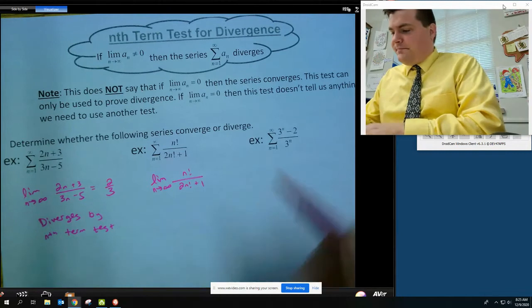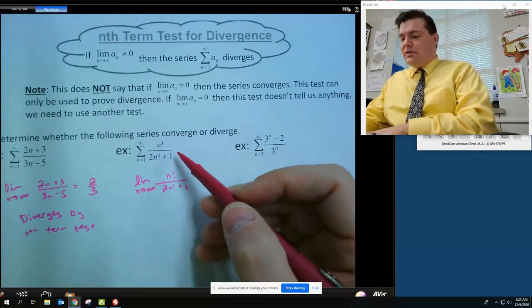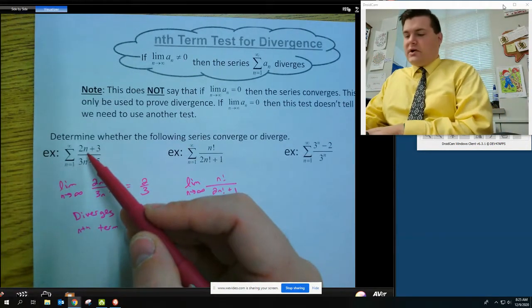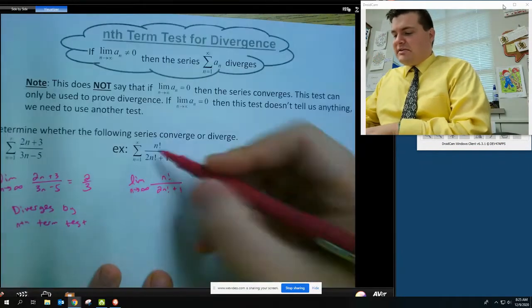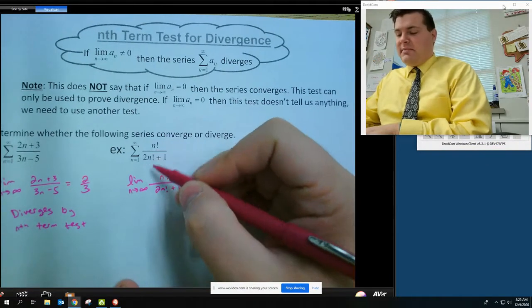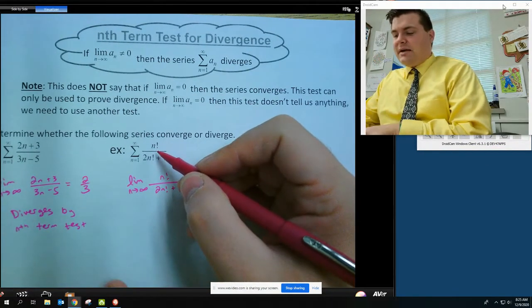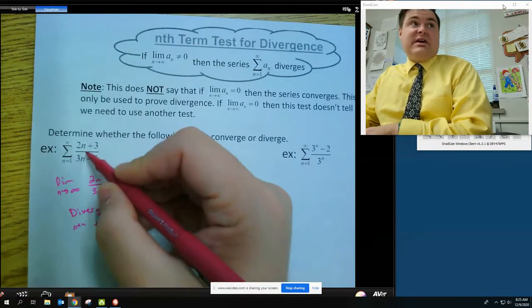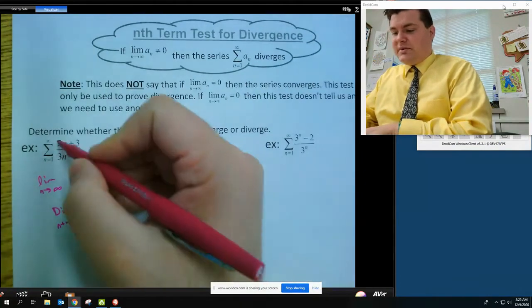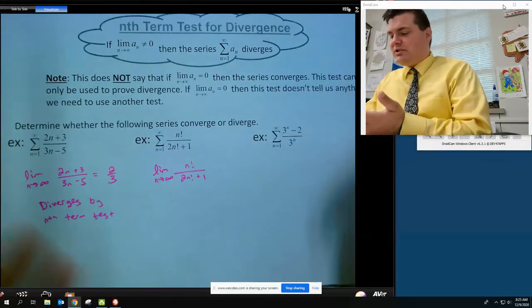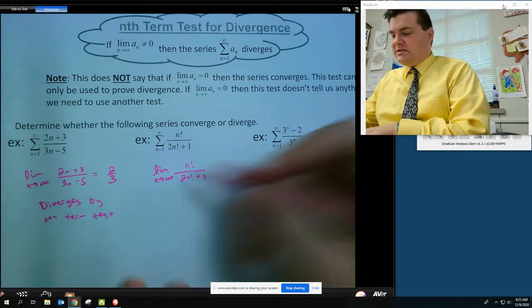All right, so kind of like this one, see how this is growing at the same rate at the top and the bottom, and I end up getting 2/3. This is also growing at the same rate at the top and bottom, with n's growing at the same rate. So we just use the coefficients. Same thing here, we're just going to end up using the coefficients. So this is going to equal 1/2.